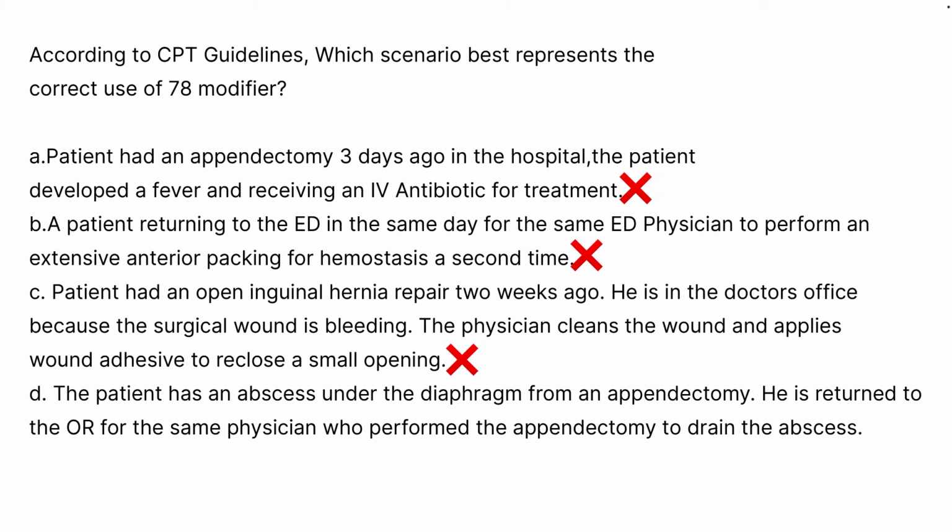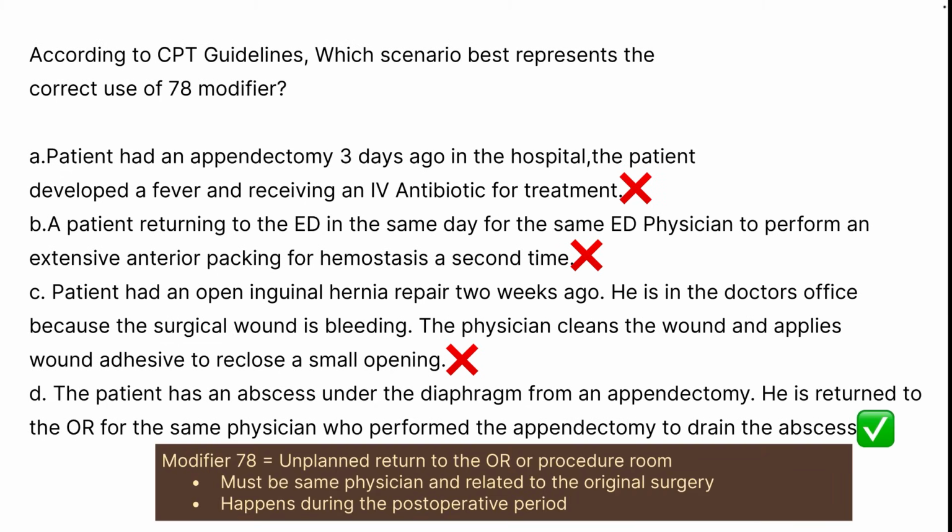In option D, patient has abscess under diaphragm from appendectomy, return to OR for same physician to drain abscess. Here, return to OR for related procedure, same physician during post-operative period. So this is the correct use of 78 modifier. Always remember in using modifier 78, it must be an unplanned return to the OR or procedure room. It must be the same physician and related to the original surgery. It happens during the post-operative period.